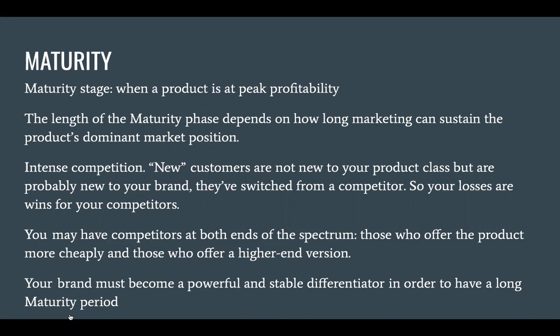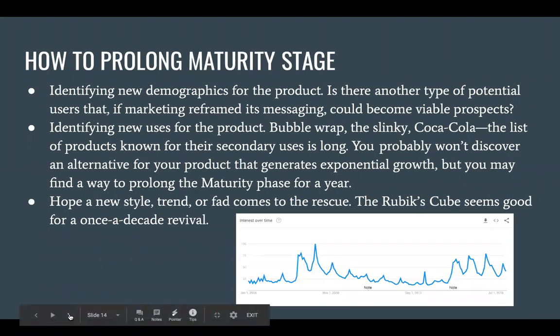Your brand must become a powerful and stable differentiator in order to have a long maturity period, or else you're just going to hit maturity and then go into decline really quickly. And that's really bad. You don't want that. So since the maturity stage is so important, we want to identify how to prolong the maturity stage. So first, you want to identify new demographics for the product. So first, does anyone remember what demographics mean?